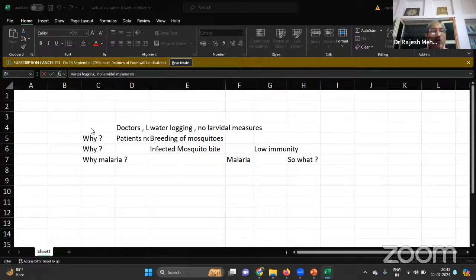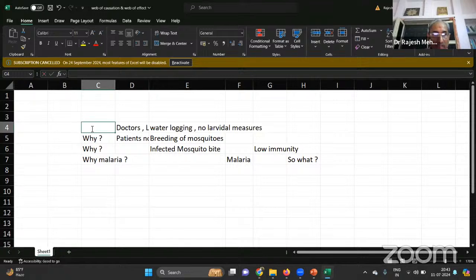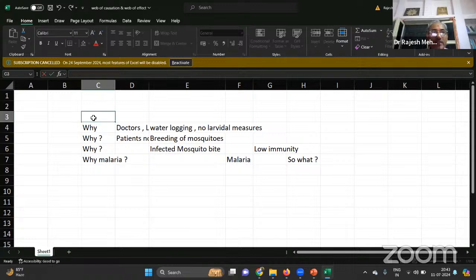Then again ask why, why, and you will have some answers over there. Again ask why. If you ask five times why and take a big chart paper, then you will prepare the whole web of causation for malaria, why malaria occurs. And then also try to answer, so what? Malaria is there, let it be there. What's the problem? So you need to answer, if there is malaria, what is the problem?